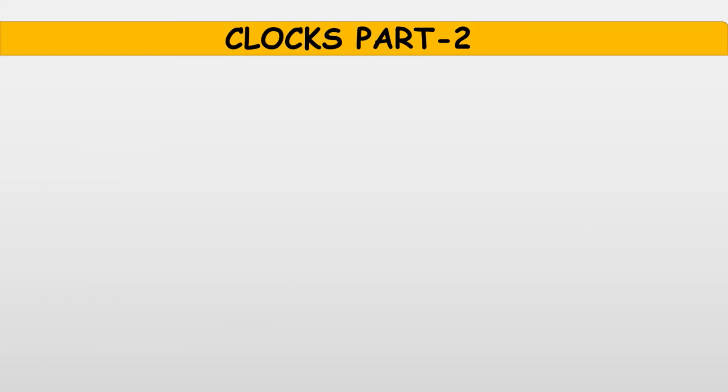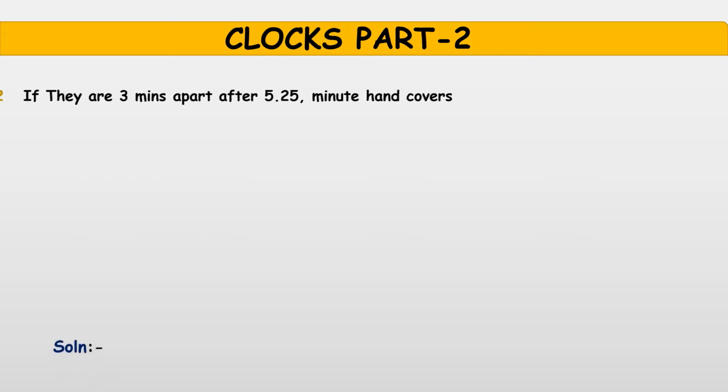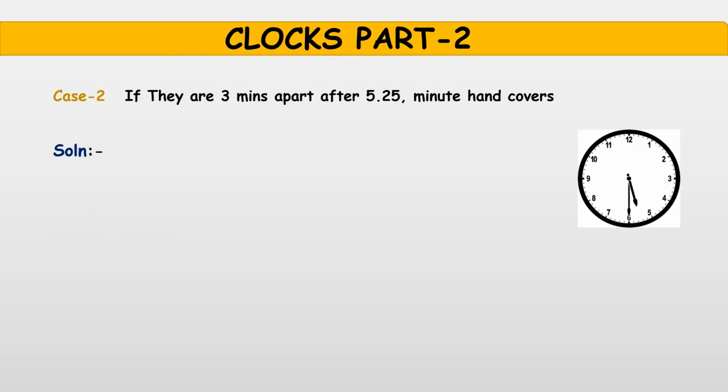In case 2, when they are 3 minutes apart, the minute hand crosses 25. So we need to find that time. 3 minutes apart, we can find it in two ways. One is 5:25 before, one is 5:25 after. For 5:25 after, take 25 minutes as the base, and add 3 minutes. So 25 plus 3 equals 28 minutes.